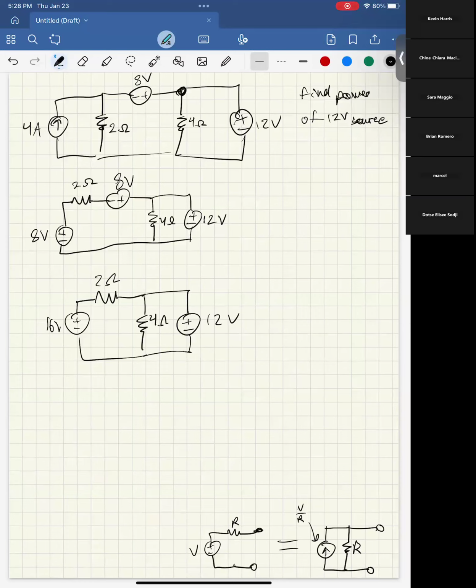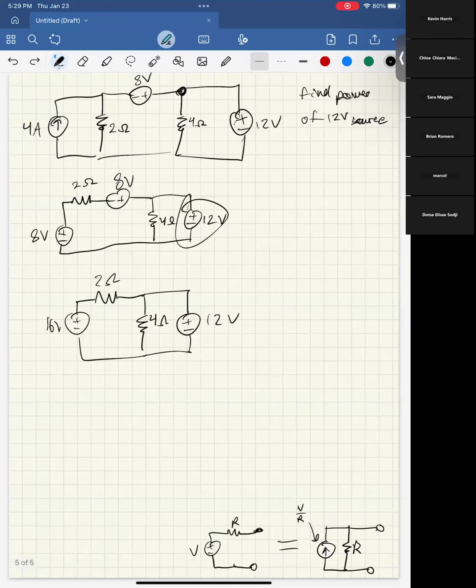And now that we're here, what do we do next? We want to keep simplifying things. And the goal, again, is to find the power of this 12-volt source. What that means is that we actually cannot do anything to this 12-volt source. If you do a source transformation to that 12-volt source, then you no longer have the source that we want to find the power of. So you basically have to do everything except change this. Now that we're here, we have this. We can actually source transform it back into a current source, and you'll see why that's useful in a second.